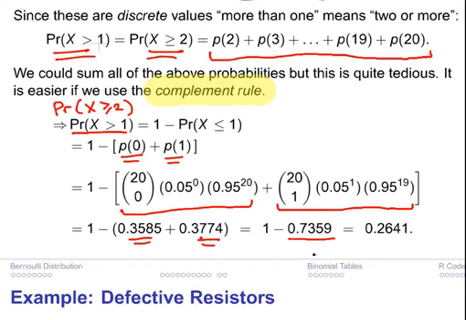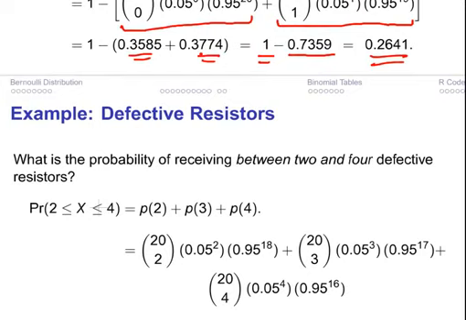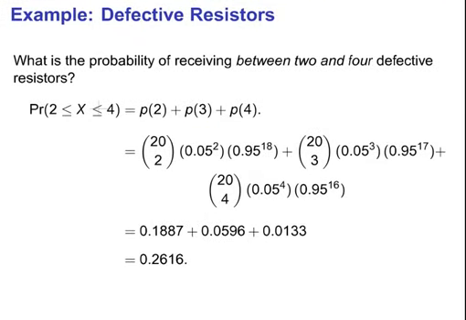Together, the probability of 1 or less is 0.7359. The complement of that gives us 0.2641. So the probability of X greater than 1 was 0.2641. Okay. And let's keep going here. I'll finish up now on this.